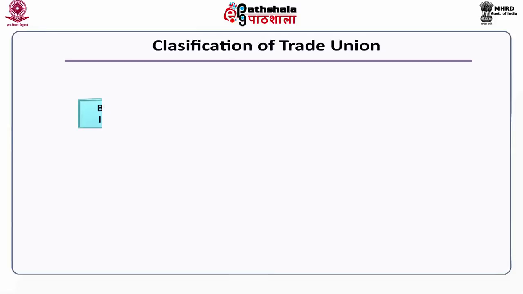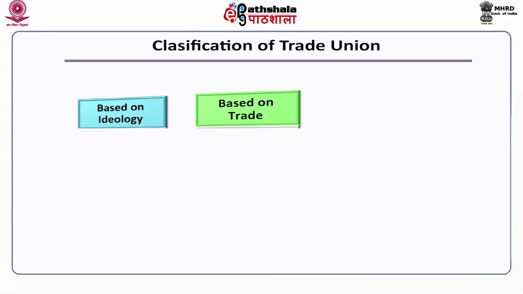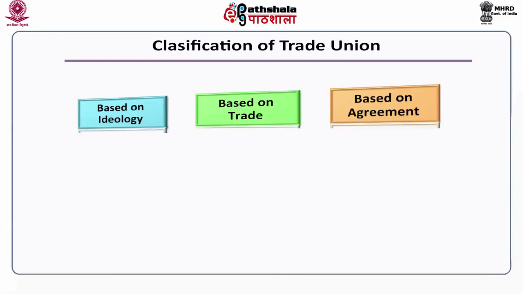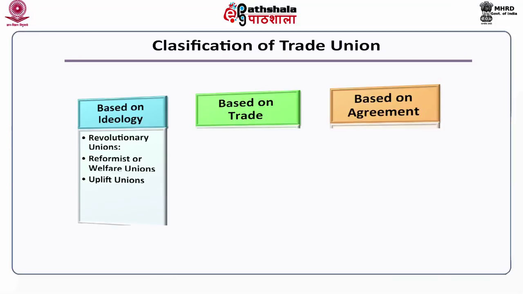Classification of trade unions. The trade unions are classified on the basis of three broader phenomena. One is ideology, another is trade, and third is agreement. On the basis of ideology, we have three kinds of unions. One is revolutionary unions, another is reformist or so-called welfare unions, and third is uplift unions.